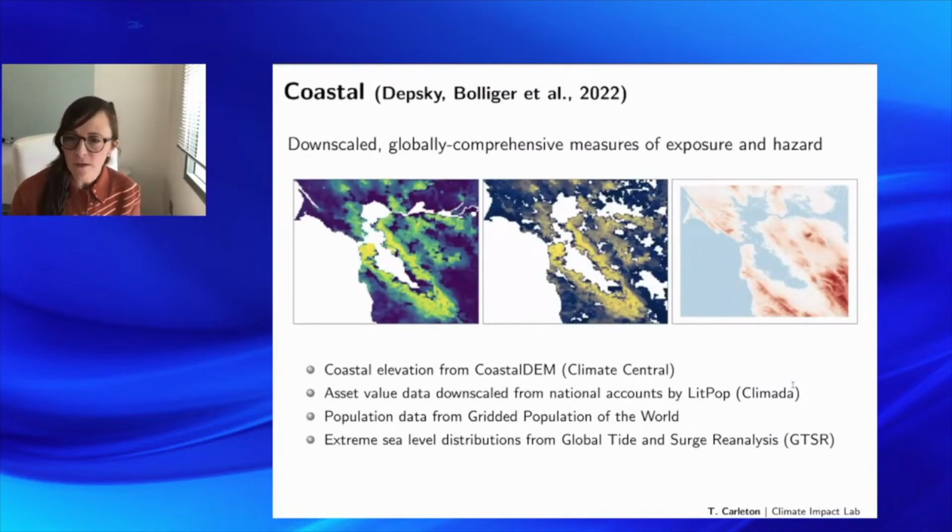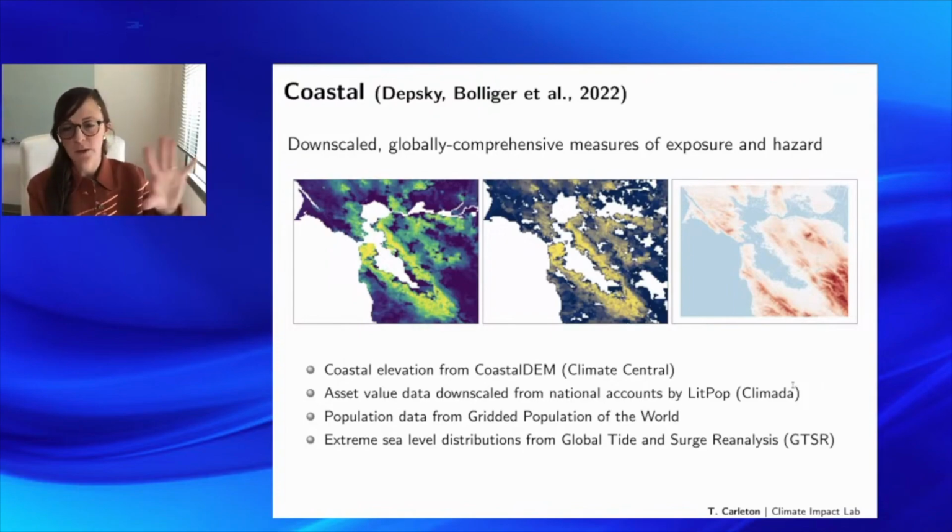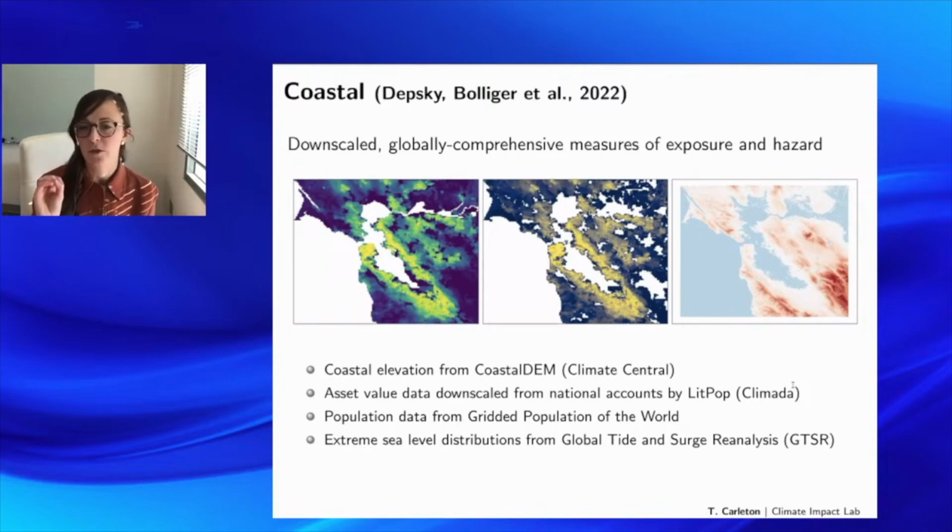We've constructed a lot of the data necessary to do this exercise. So downscaled measures of both the exposure, so what type of sea level rise are we looking at, but also the hazard. So what is on the ground, what types of people and infrastructure and value of assets is sitting on the ground at high resolution that could be exposed to this coming hazard. And these data sets are all publicly available.